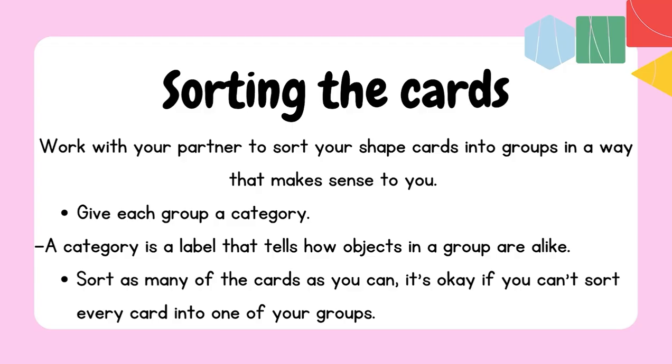So to sort the cards, they will work with a partner and put each shape into a group that makes sense to them. Once they have done that, they will give each group a category. I will remind them that a category is a label that tells how objects in a group are alike. I will also let them know that if they can't fit all the cards into a group, that is okay, as long as they can get the general idea.